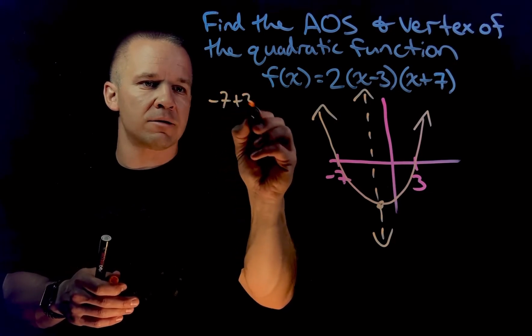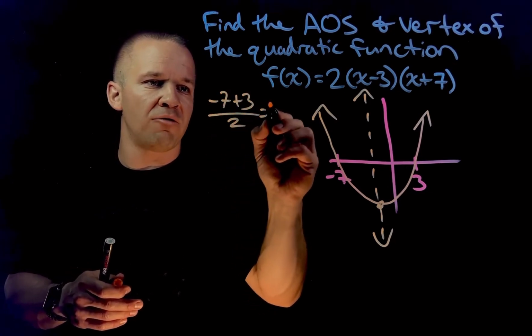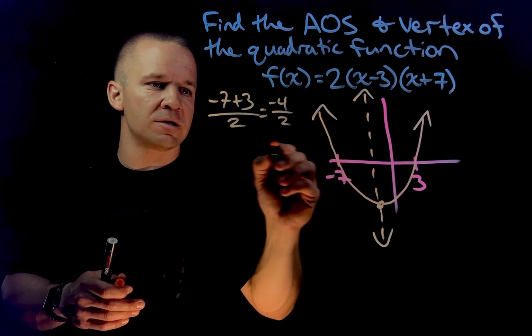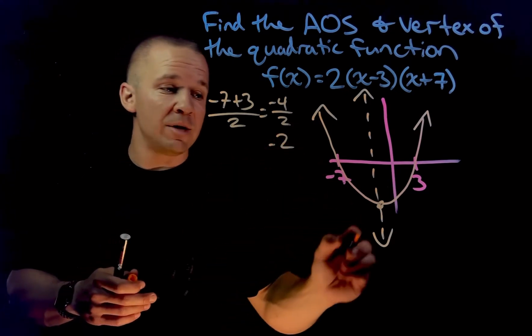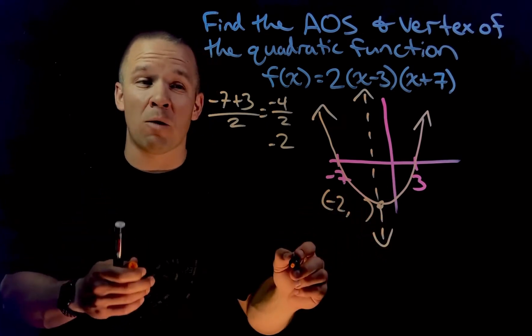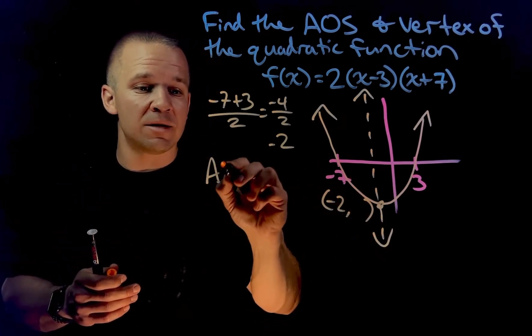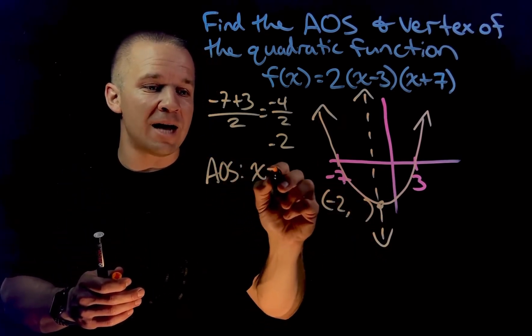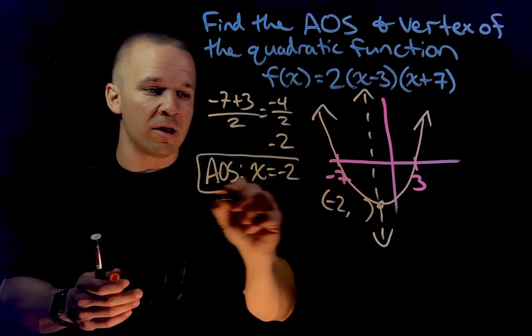Negative 7 plus 3 over 2, that's going to be negative 4 over 2, which is just negative 2. So that means that my x-coordinate of the vertex is negative 2. Still got to get my y. And my axis of symmetry is going to be x equals negative 2. So I've got one of them done.